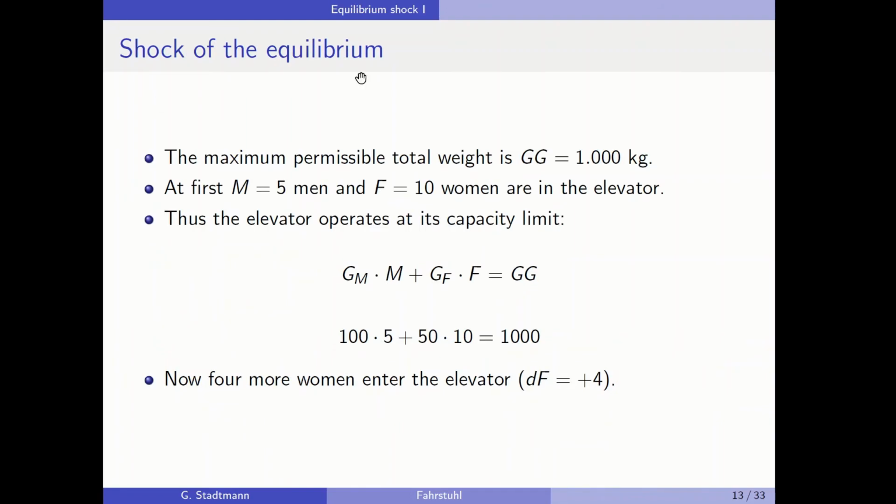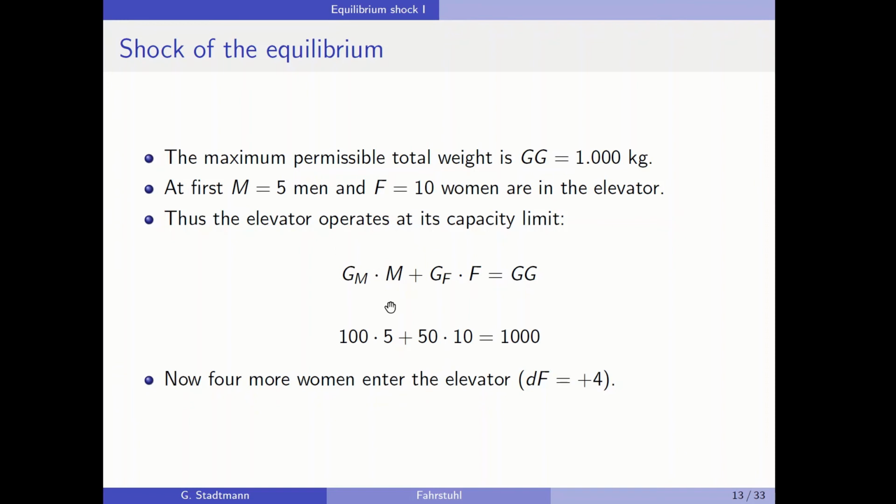So we have characterized the slope of this curve. Let's have a look at one equilibrium, and then we'll shock this equilibrium. We assume that the maximum total weight is equal to 1000 kilogram. So this is the capacity constraint of the elevator. In the first step, m is equal to 5 and f is equal to 10. So 5 men, 10 women are in the elevator. And it is the case that the elevator operates at the capacity constraint.